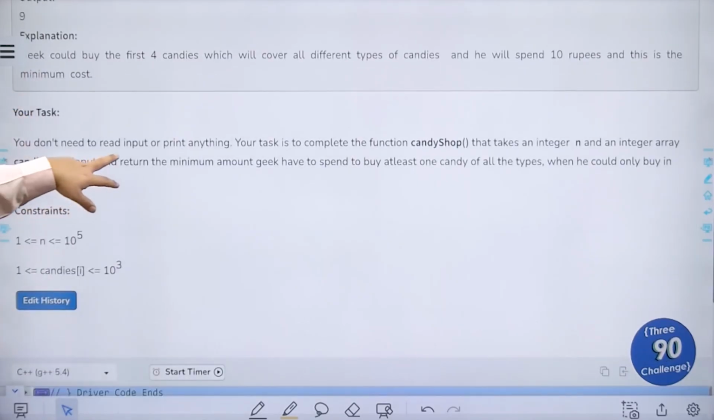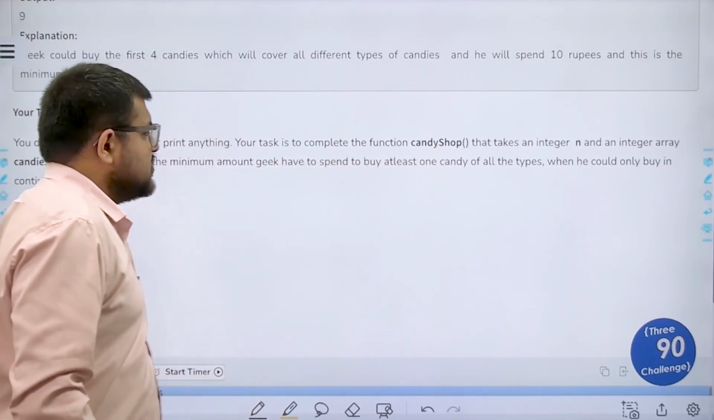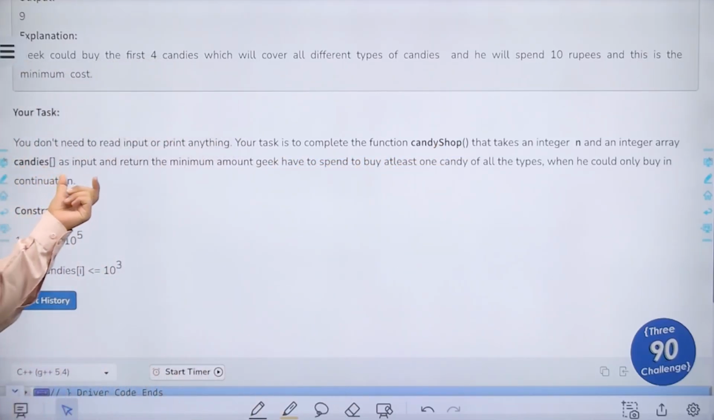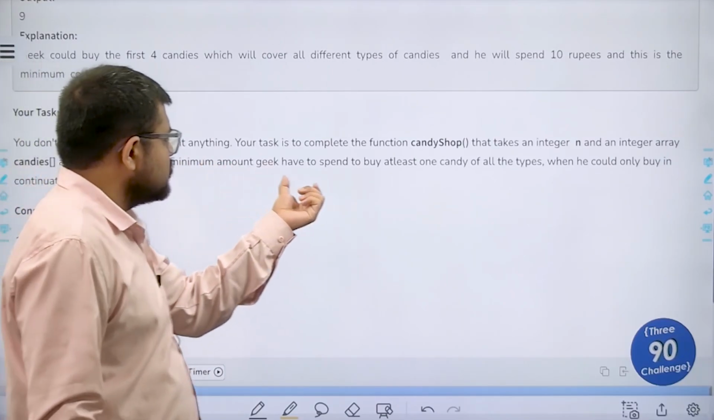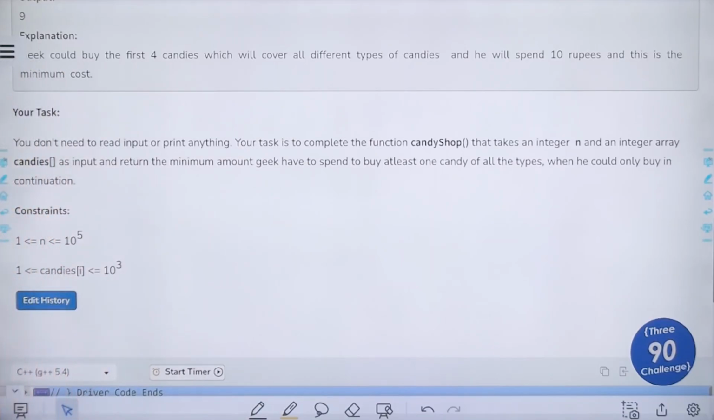You don't need to read input or print anything. Your task is to complete the function candy shop that takes an integer n and an integer array candies as input, and returns the minimum amount Geek has to spend to buy at least one candy of all types when he can buy only in continuation, and the constraints are given here.